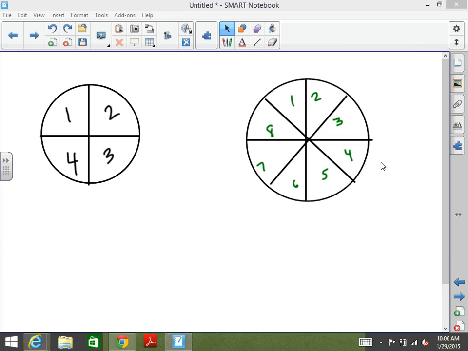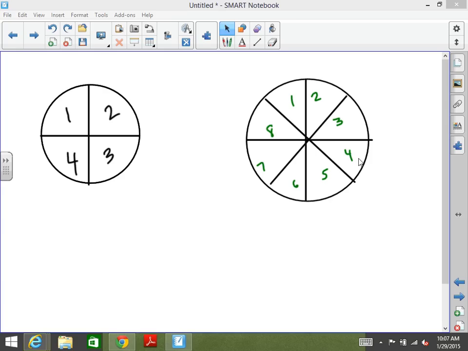Okay. At this time, you should have the sheet that has the spinners on it. Does everybody have that paper? Okay. This sheet shows you that sometimes you're going to see 2 spinners instead of 2 cubes. And it still works the same way with spinners.